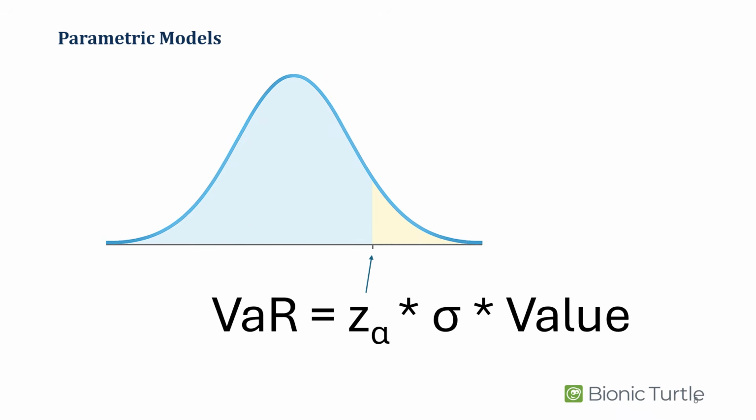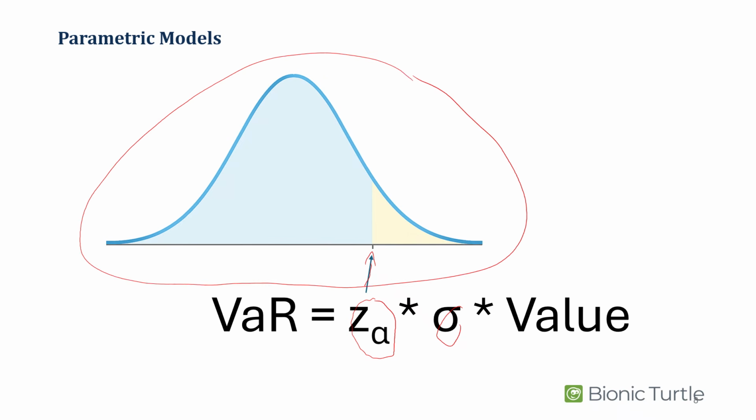That's because the Z alpha here only exists if we can map our confidence level to a point on our curve. And once we pair that point with our estimated standard deviation, we're saying we can describe risk using the shape and spread of this assumed distribution. That is a parametric model.